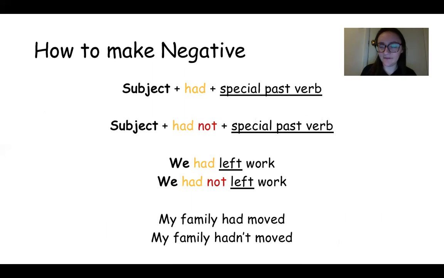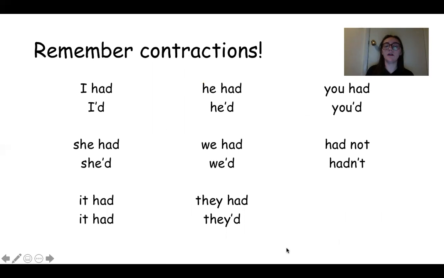So to make it negative, just like the other ones, instead of saying have not, it's had not, right? We had left to work. To make it negative, you just say we had not left work. My family had moved. My family hadn't moved. So the contraction for had not right here is hadn't.